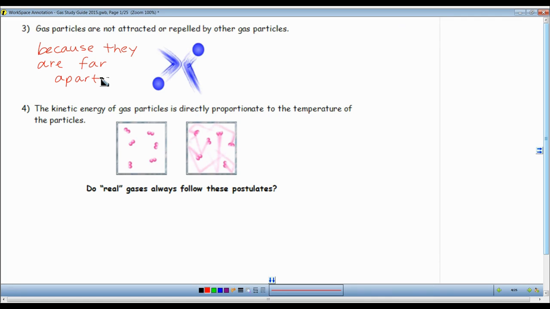Okay, so here's my other disclaimer. However, intermolecular forces, oh my goodness.